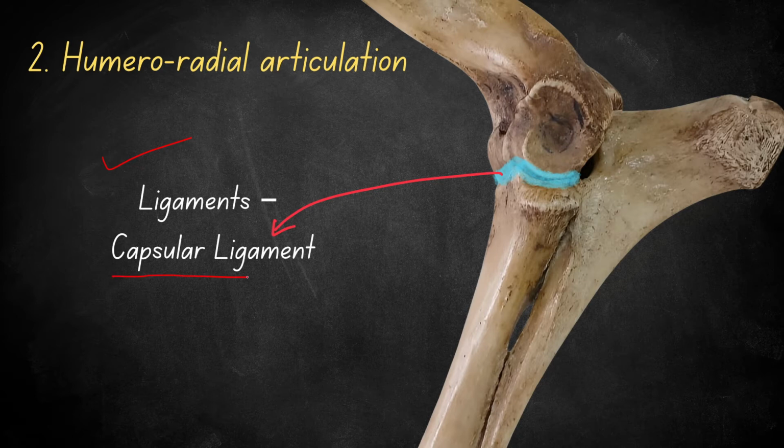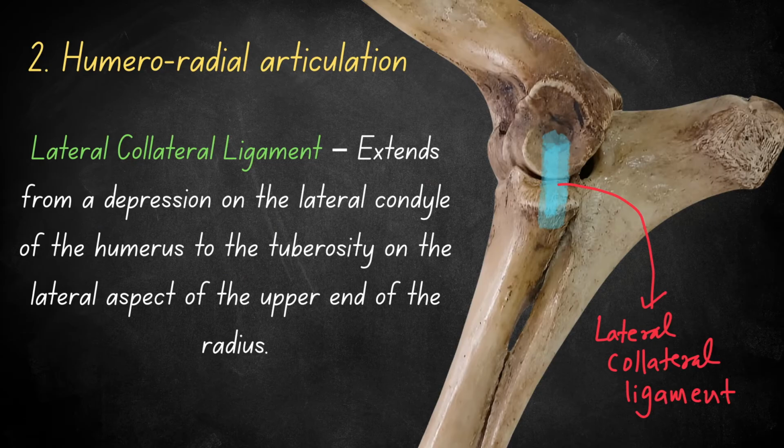What are the ligaments you will find here? First, you can see the capsular ligament. You will also find the lateral and the medial collateral ligaments. First, this one is the lateral collateral ligament. It extends from a depression on the lateral condyle of the humerus to the tuberosity on the lateral aspect of the upper end of the radius. So this ligament is your lateral collateral ligament.